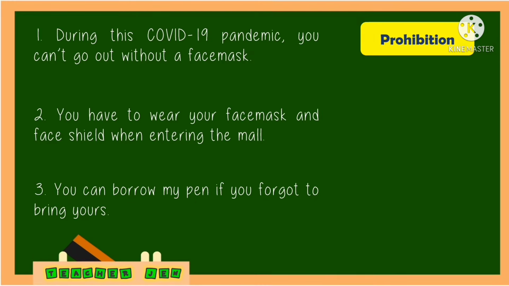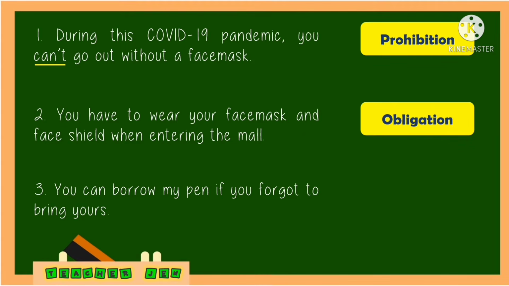It shows prohibition. And what is that word being used to make it an example of a prohibition? That's right, it's the word can't. Number 2. You have to wear your face mask and face shield when entering the mall. What do you think is being shown in this statement? It shows an obligation. What is the word being used to make it an example of an obligation? That's right, it's the phrase have to.